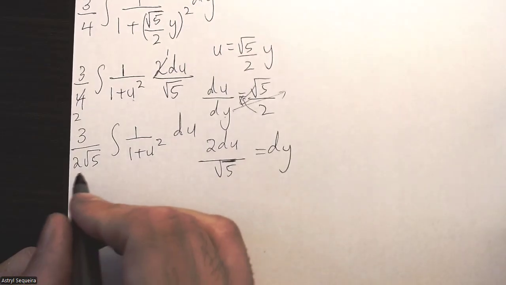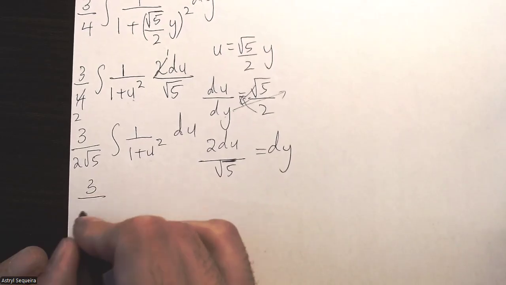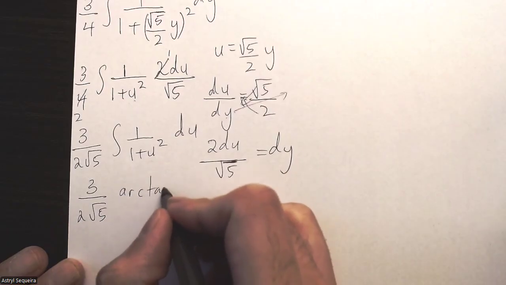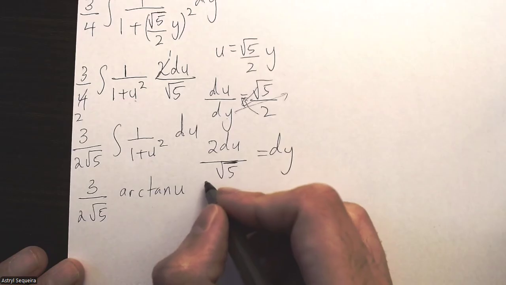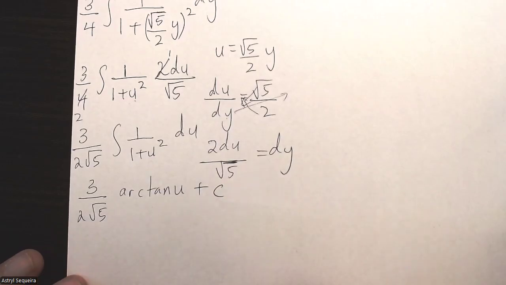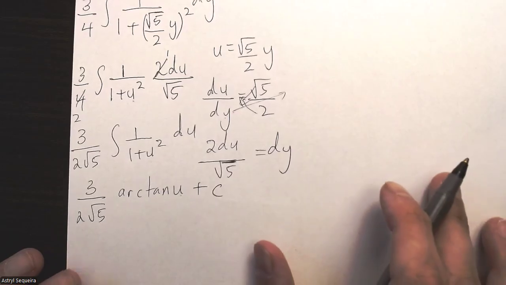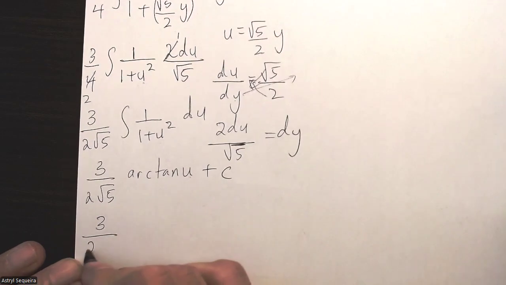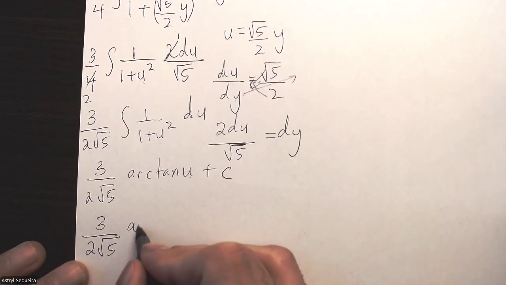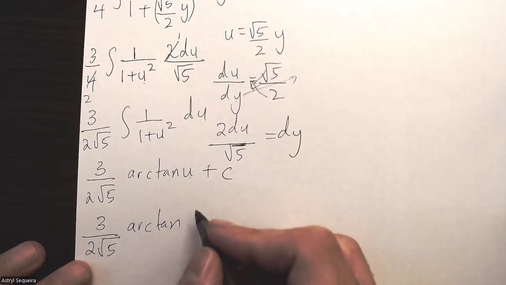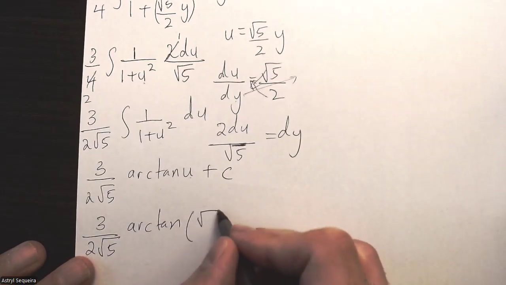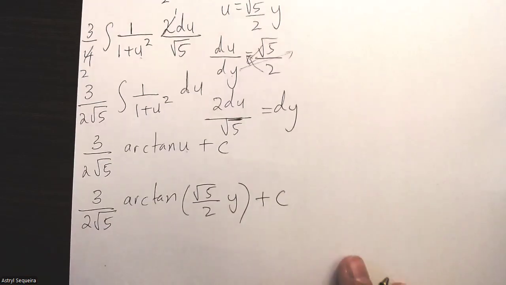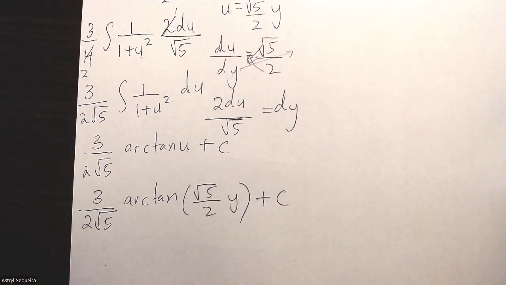Now we can just integrate this. That's just arctan right there. So 3 over 2 root 5 arc tan u and then plus c. And then final step, we're just going to replace the u back with root 5 over 2 y. So final solution: 3 over 2 root 5 arc tan of root 5 over 2 y plus c. Final solution for this first question over here.